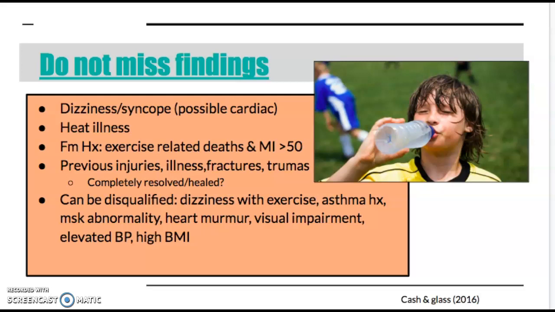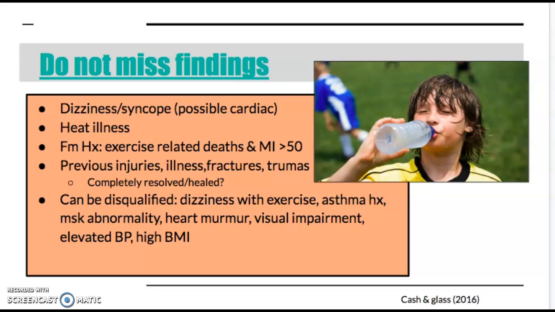You want to assess their family history if they have any family history of exercise related death or MIs that occur when they're younger than 50. You want to see if they've had any previous injuries, illnesses, fractures, or traumas, if those are completely resolved and healed and will not cause the kid any further issues.